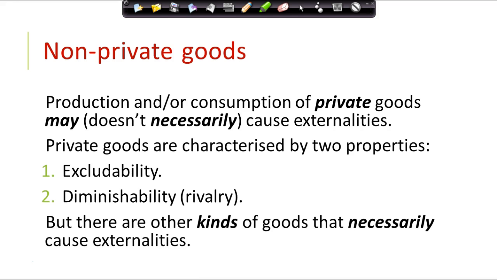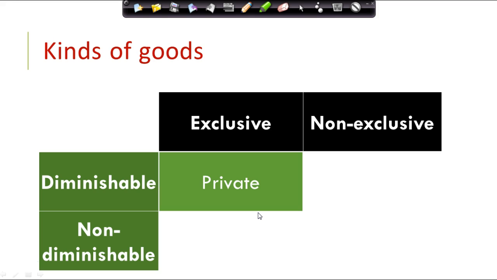However, there are other kinds of goods, and this is our point. There are other kinds of goods, non-private goods, that necessarily cause externalities. And these kinds of goods do not have both of these characteristics that define a private good. So we've got diminishable and exclusive, that's a private good.